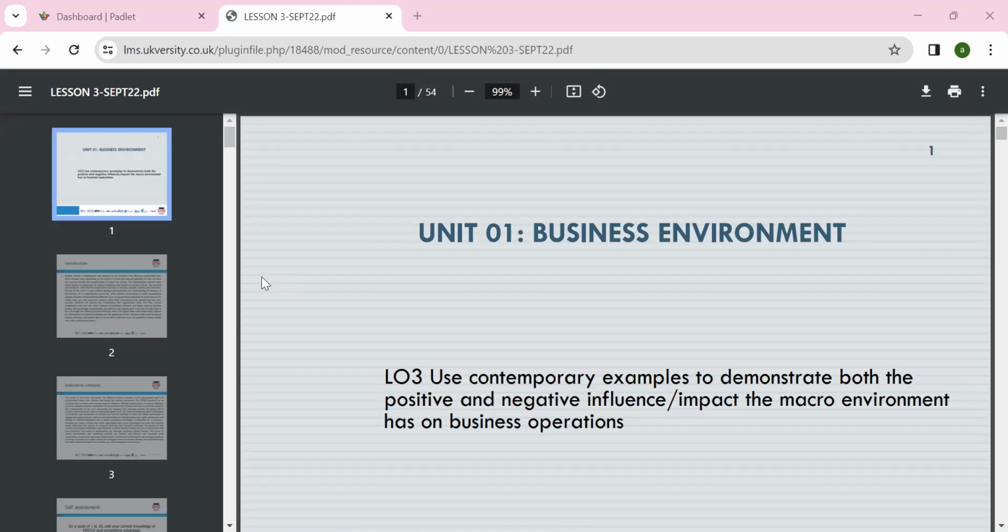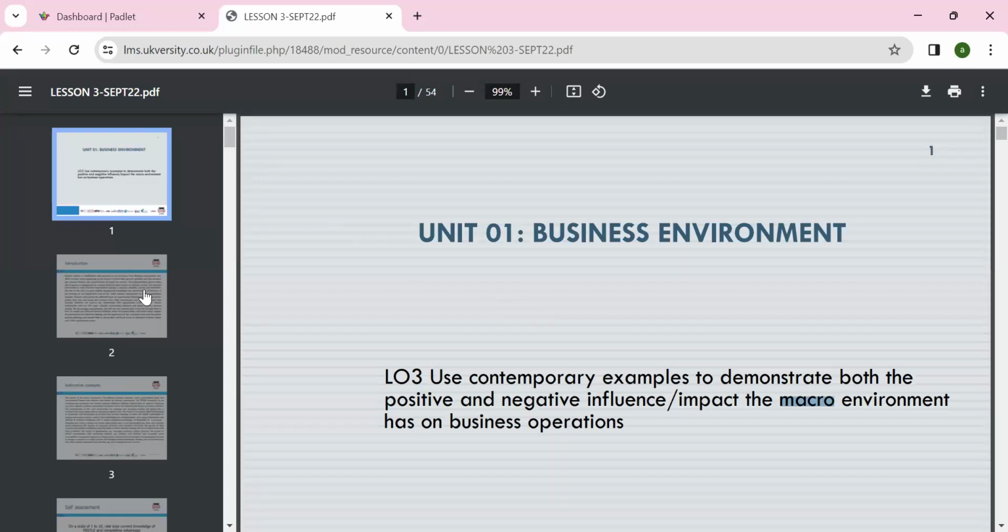Use contemporary examples to demonstrate both positive and negative influence and impact on the macro environment and business operations. Macro means external, which is uncontrollable. We can't control it. We have to adjust our operations accordingly. That will be in our discussion today.